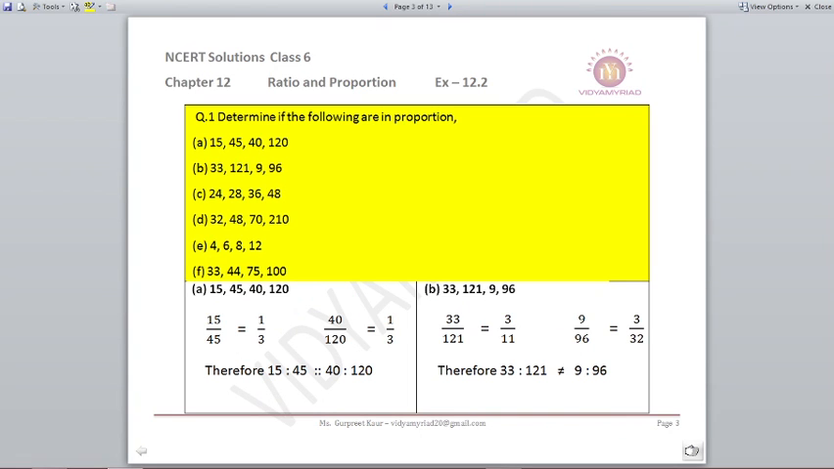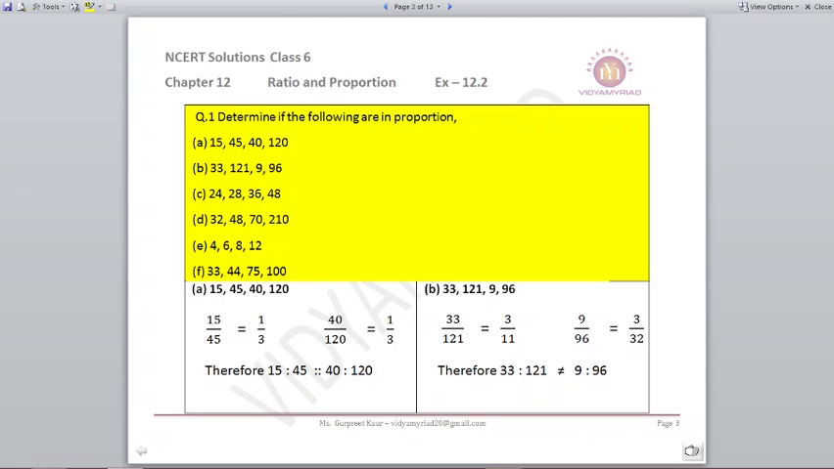Let's begin with question number 1. Determine if the following are in proportion. So what we have to do to find out if they are in proportion? The ratio should come same. Now they have given us 4 numbers, 15, 45, 40, 120. So first let us find out 15 is to 45, that is 15 upon 45, you get 1 upon 3, it is divisible by 15. 40 upon 120 is divisible by 40, that is also coming 1 upon 3. Both are coming same, so we can write 15 is to 45, double colons, 40 is to 120. That means they are in proportion.